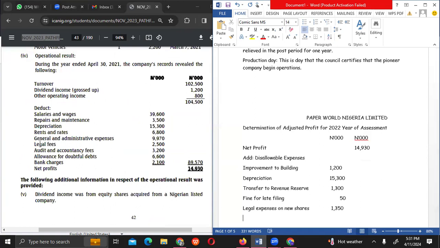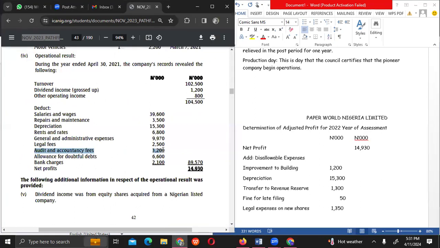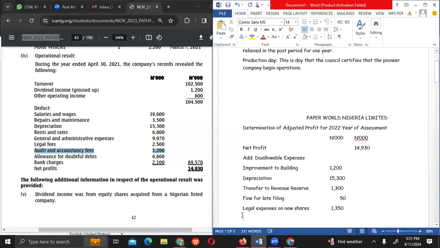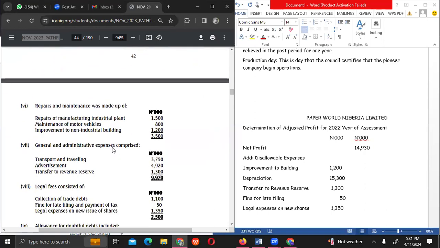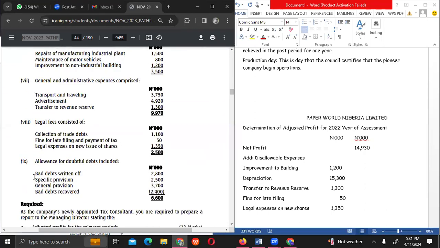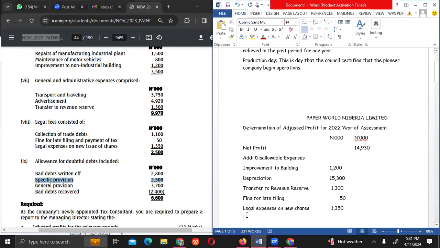The next item we have is what? Audit and accountancy fee. Ideally, that should be allowed. Allowance for doubtful debts. This one too used to have various issues in it. So let's check what makes up allowance for doubtful debts. We have bad debt written off, allowed. Specific provision, allowed. General provision, disallowed.